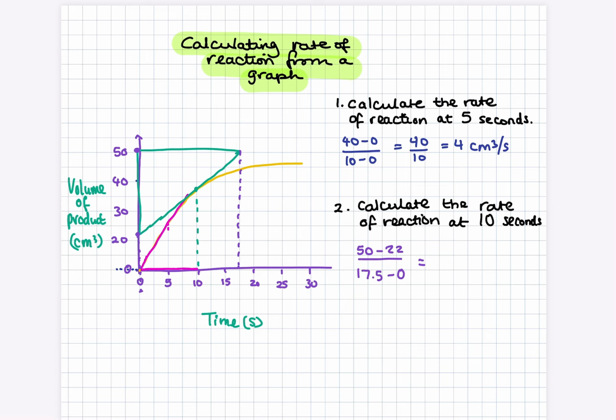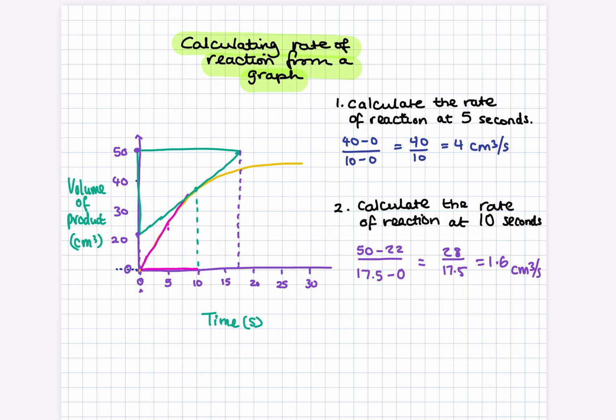So I won't be able to do this one in my head. This one's going to require a calculator. So 50 minus 22 is giving us 28. And then I'm going to do 28 divided by 17.5. You might have got the answer before I have. Gives us 1.6. The units are the same, centimetre cubed per second.